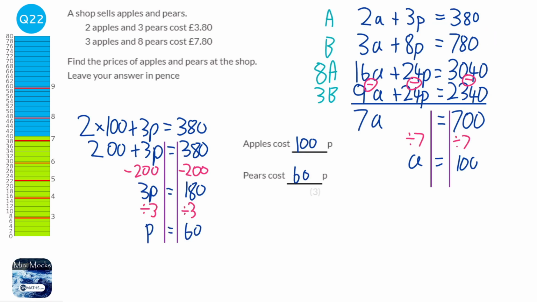So 3 times 100 is 300, plus 8 lots of 60 is going to be, what's that, 480? So that's going to be 780. So we know that we've got it right.